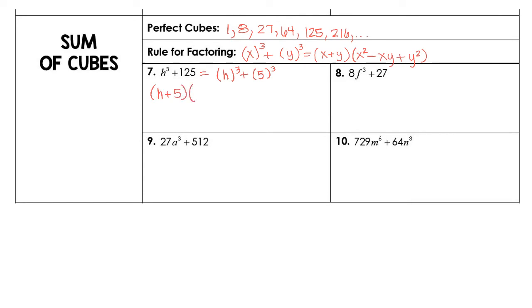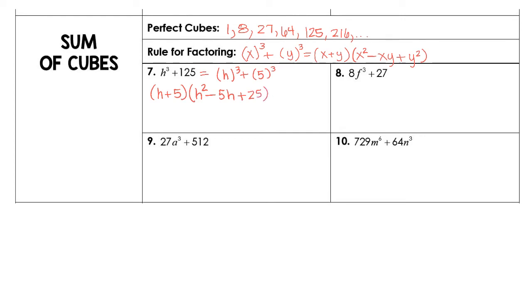Then I start my second parentheses. And then you square h, so that's just going to be h squared. You have a sign change. You multiply, so h times 5, that's just 5h, isn't it? Last term is always positive, and you square 5, so that gives you 25.